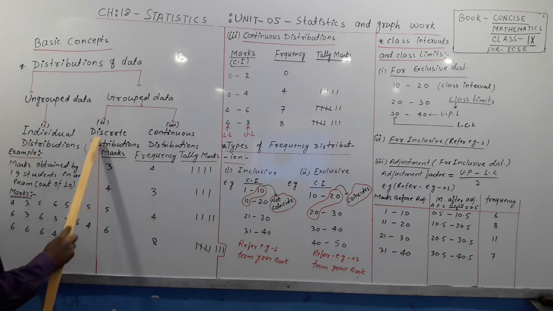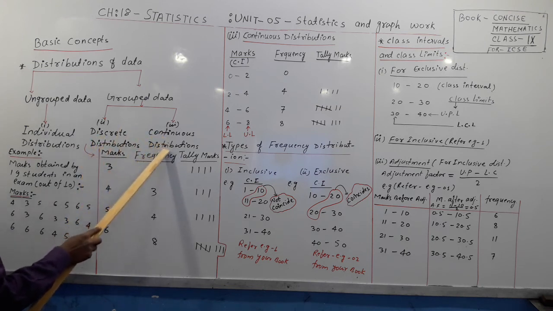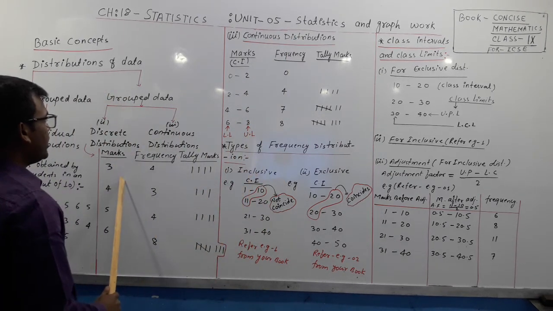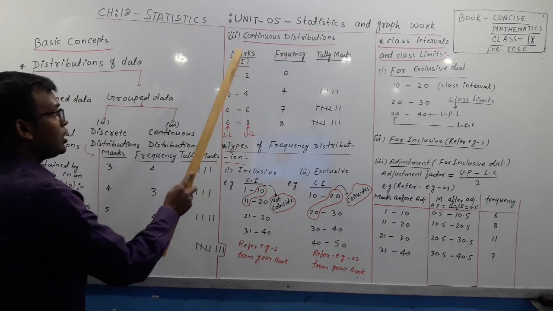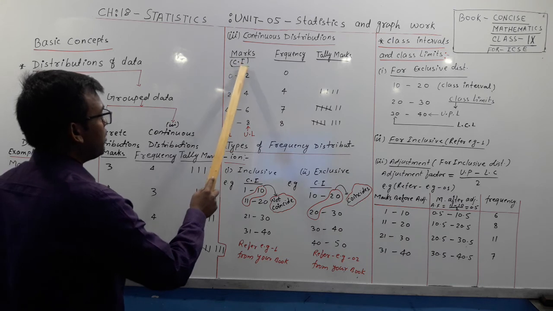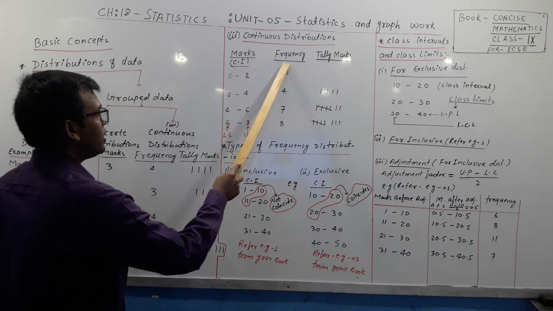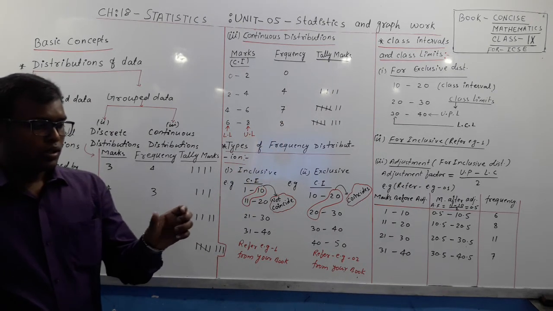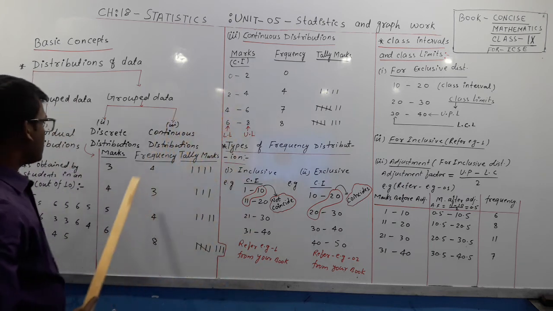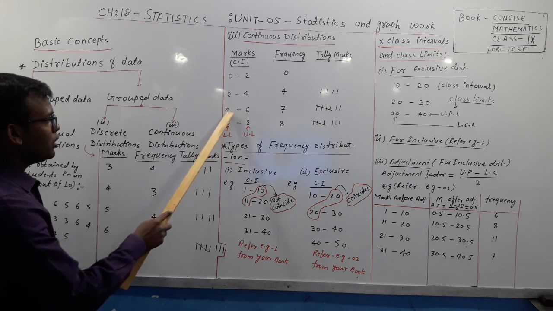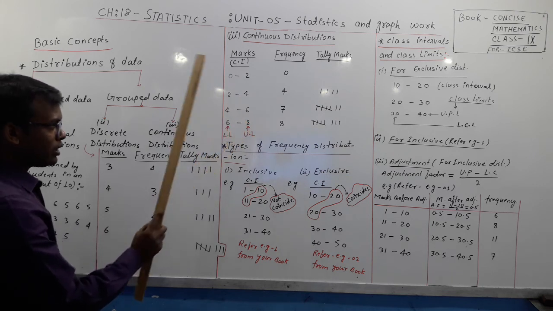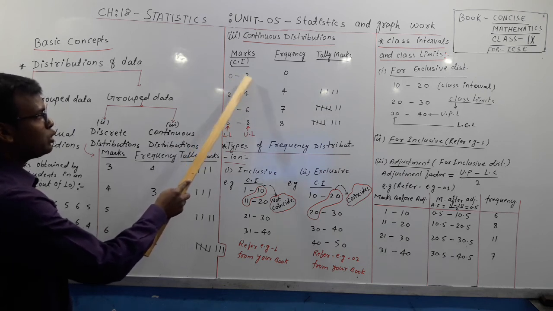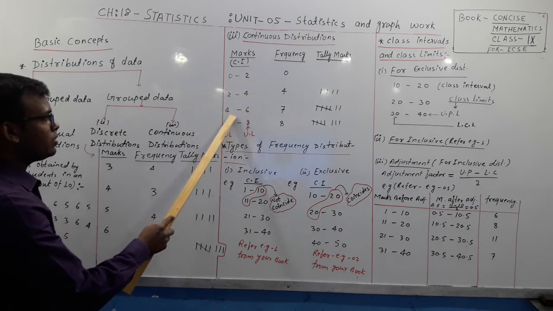Now, how to convert these discrete distributions into continuous distributions? We have three columns: one is marks, called the class interval, the second is the frequency, and the third is the tally marks. We set some ranges. Suppose I consider 0 to 2, 2 to 4, 4 to 6 and 6 to 8. Each has the same distance: 2 minus 0 is 2, 4 minus 2 is 2, 6 minus 4 is 2, 8 minus 6 is also 2.